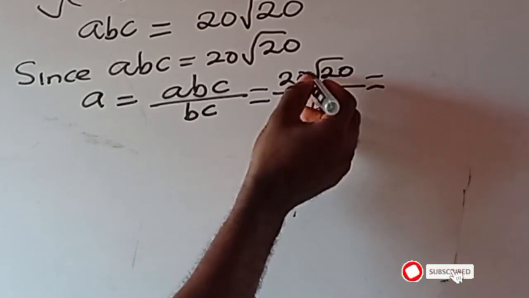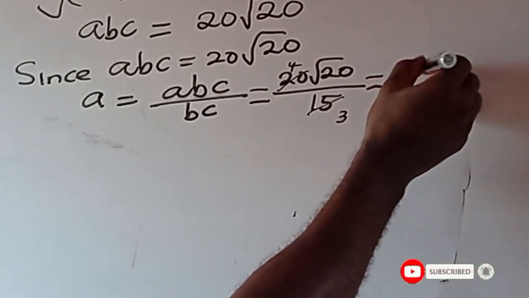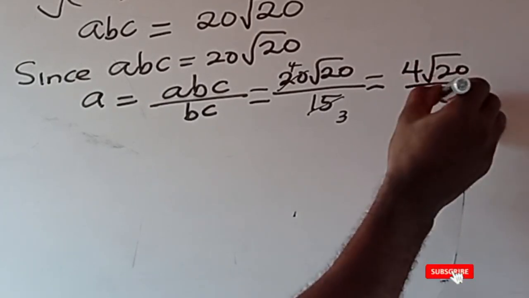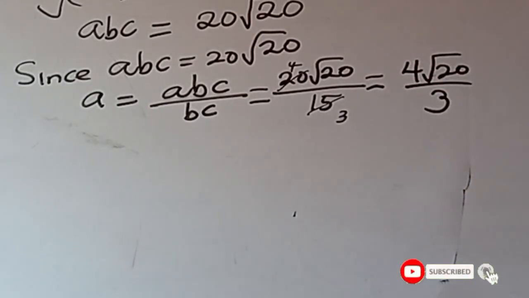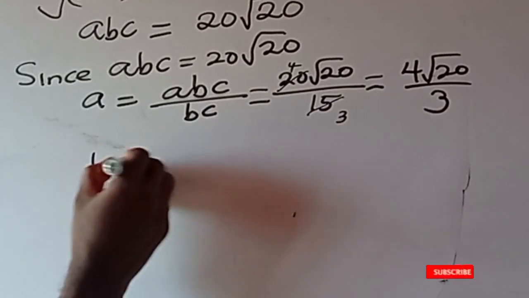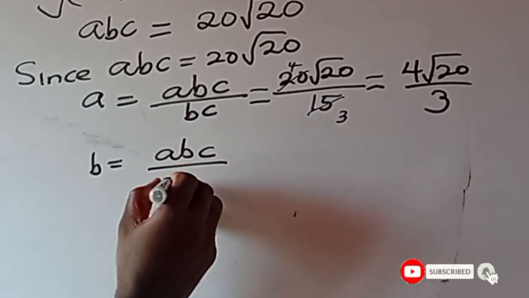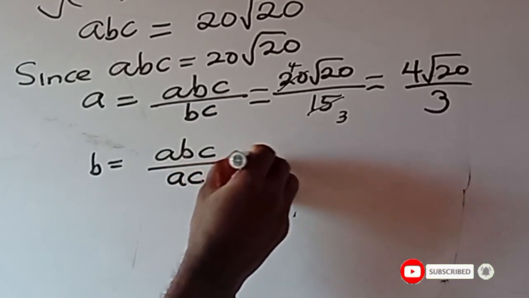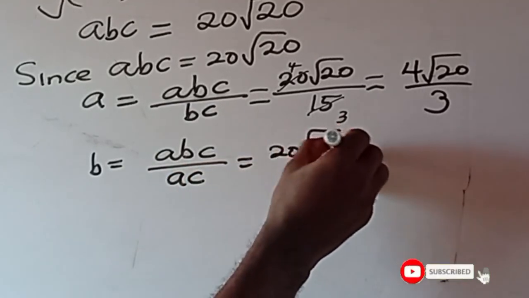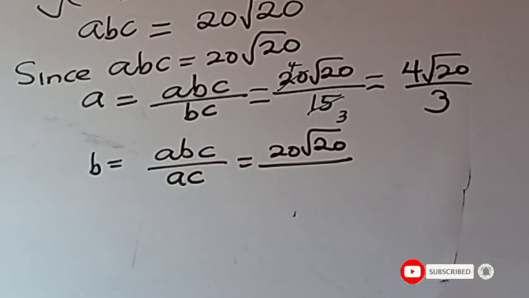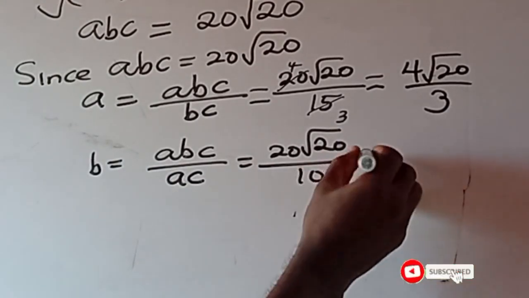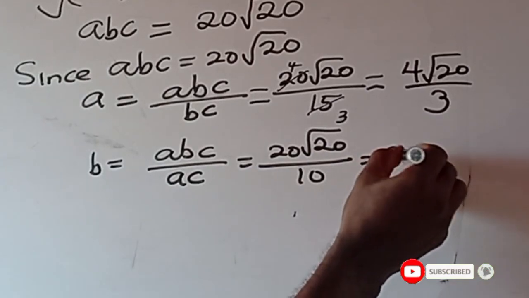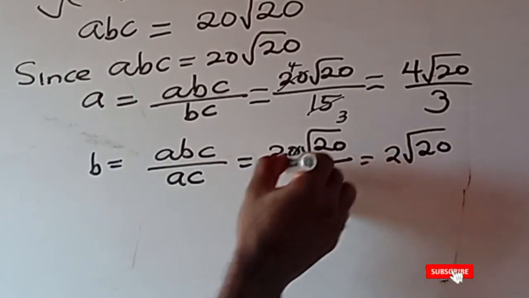So you cancel 3 goes, 5 goes here, 3, 5 goes here, 4. 4 root 20 over 3. Now let's move to B. Now we forget to get A, B, C all over CA or AC, any of the two. 20 root 20 divided by 10. So 0 cancel 0. We have 2 root 20.